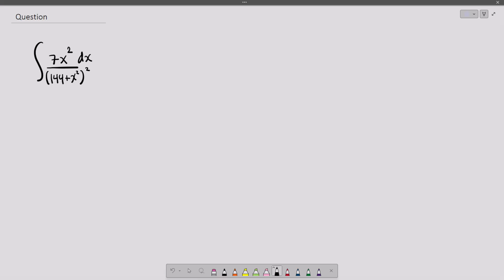So the first thing we want to do is make that a 1. We always want a sum of squares or a difference of squares with a 1. So we're going to factor out the 144.